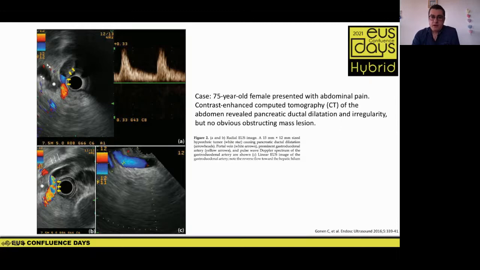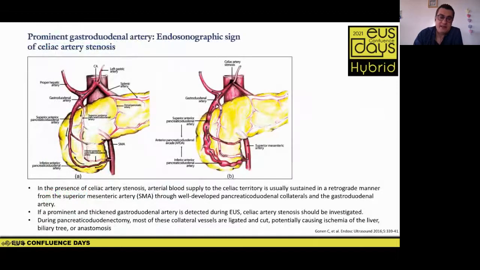Okay, this is an old lady, and we see the tumor here, the dilated pancreatic duct, and we have noticed a very prominent gastroduodenal artery. It's really big, thick, and the flow is indeed towards the liver hilum. It's the reverse of what we are expecting. So we think, what is the reason for it? The reason is indeed very obvious.